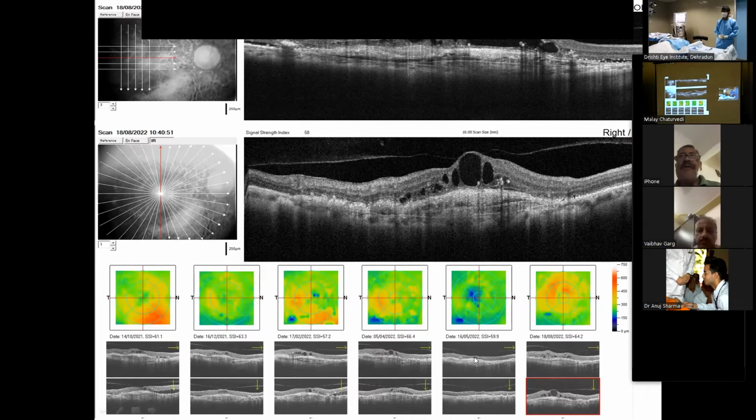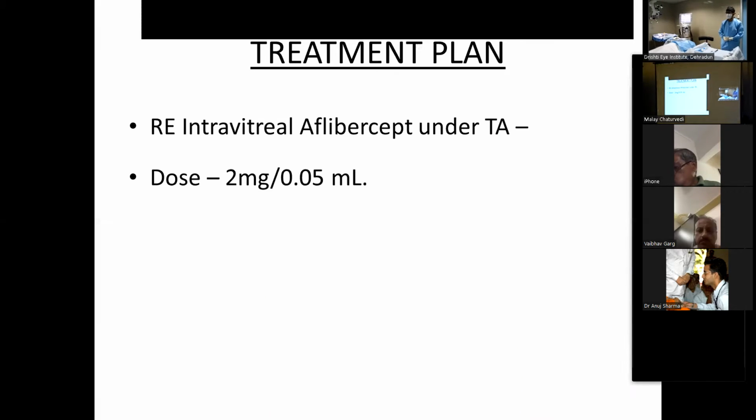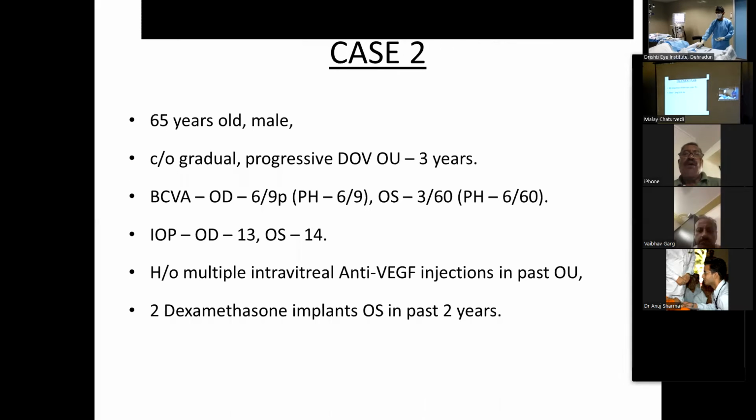But as soon as the effect goes off, the swelling comes back again, and then she is again planned for another injection. So the treatment plan for this patient as of now is right eye intravitreal aflibercept under topical anesthesia with a dose of 2 milligrams per 0.05 ml.